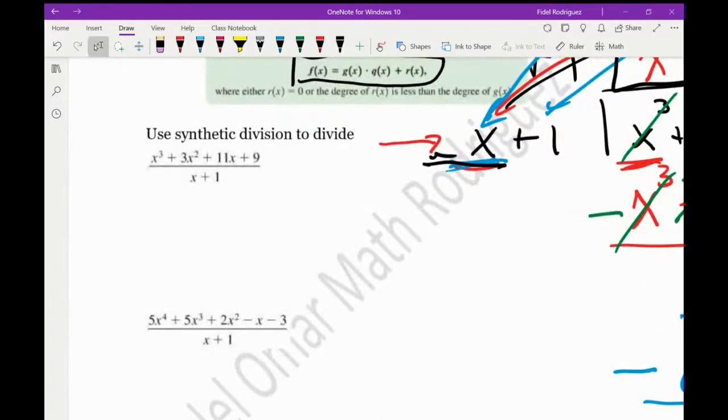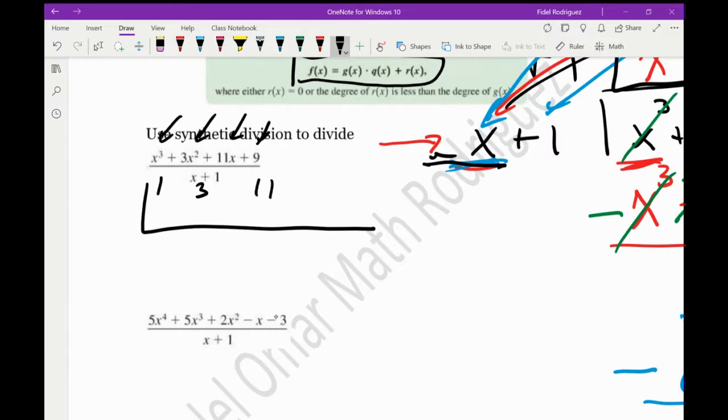So the way synthetic division works is I'm going to put this upside down box right here, okay? And instead of me writing every single one of these pieces, I'm just going to write the numbers. The number in front of this x to the third is a 1. The number in front of this x squared is a 3. The number in front of that x is an 11. And the number in front of this piece here is just a 9.